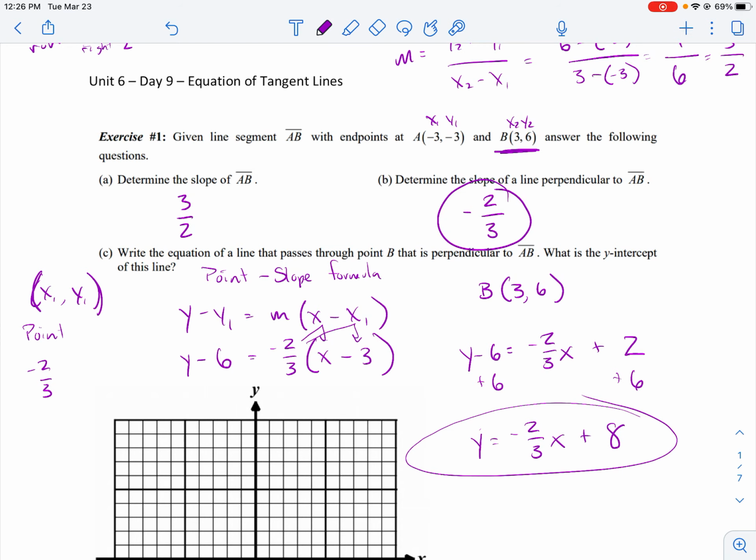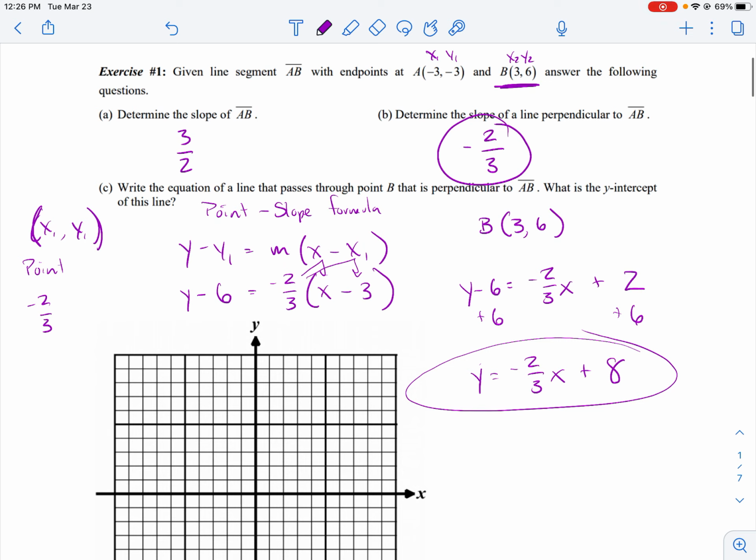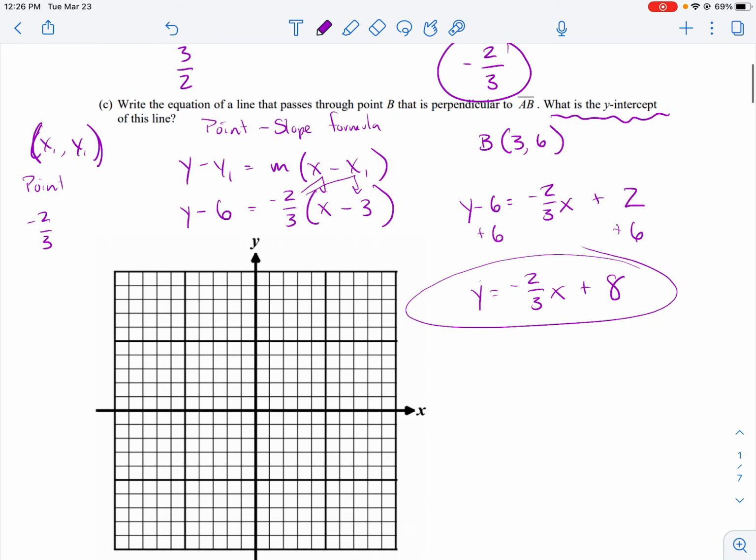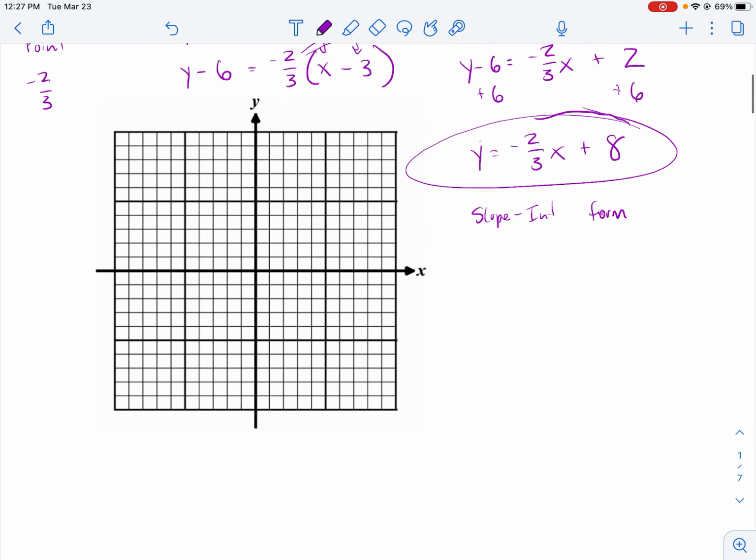The reason why I distribute that out is because our last question is asking what is the y-intercept of this line. If we wanted to, we could have just graphed what we had there, but by putting it in slope-intercept form, we already have that information. So 8 is our y-intercept, and our slope is down 2 over 3. Up 2, back 3.